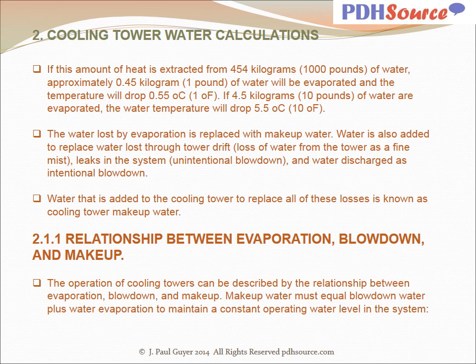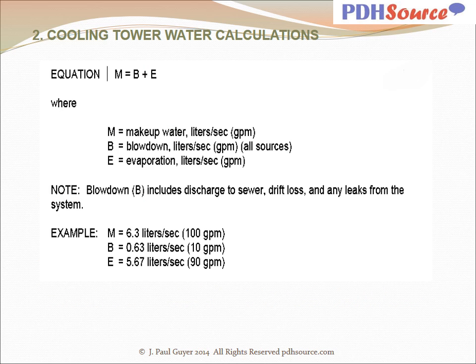The operation of cooling towers can be described by the relationship between evaporation, blowdown, and makeup. Makeup water must equal blowdown water plus water evaporation to maintain a constant operating water level in the system. Equations indicated on this slide illustrate this concept.